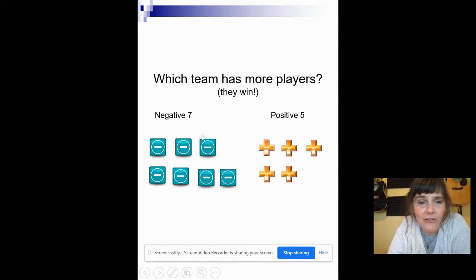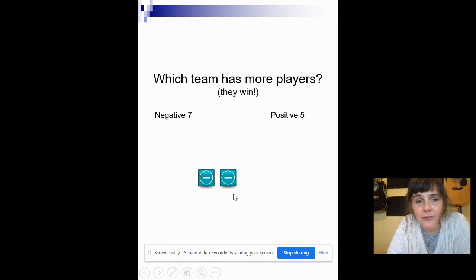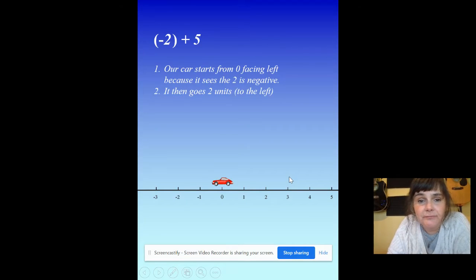So let's look at what that looks like here. If I have -7, 7 negatives, and 5 positives, those are going to cancel each other out. They're just done. They're gone because a -1 and a +1 equals 0. So this is like 0, 0, 0, 0, 0. We don't need it. It's gone. We're left with 2 negatives. So -7 plus 5 is -2. So that's one way to visualize.